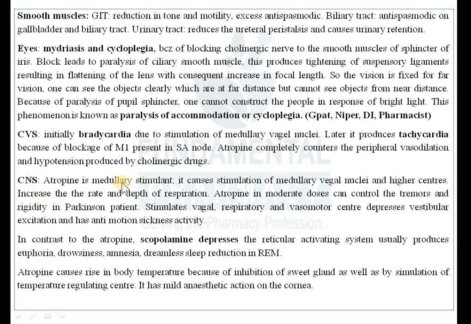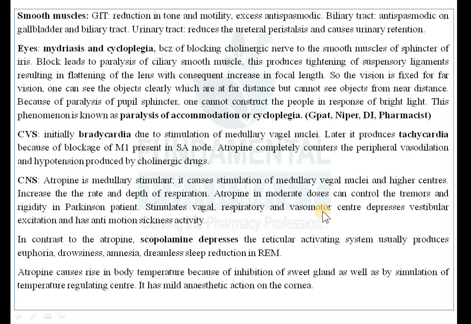Now CNS, atropine is a medullary stimulant. As I have told you, it is a CNS stimulant. It will cause stimulation of medullary and vagal nuclei and higher centers, so increase in the rate and depth of respiration. Atropine in moderate dose cannot control the tremors and rigidity of Parkinson patient. It stimulates the vagal, respiratory and vasomotor center, but depresses the vestibular excitation and has anti-motion sickness activity.